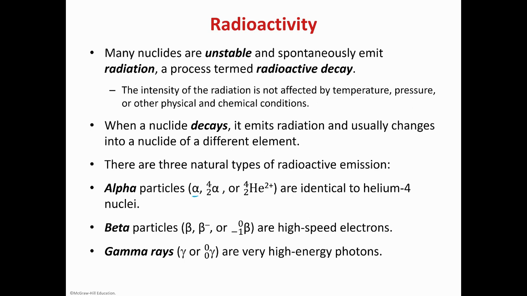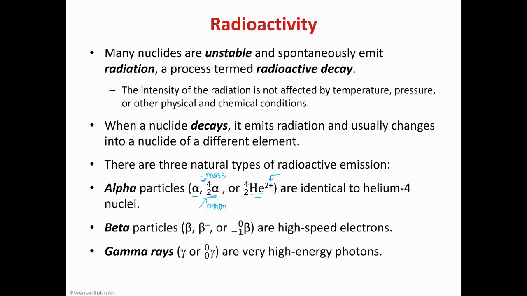One is just the alpha. The other one shows alpha with the mass of 4. That's because it's helium. And the proton number or charge of 2, that's because it's helium. And then here it's shown with the actual helium showing it is technically helium 2 plus, but as you'll see on the equations we write, we're not concerned with the charge of it. So very rarely is it shown that way.